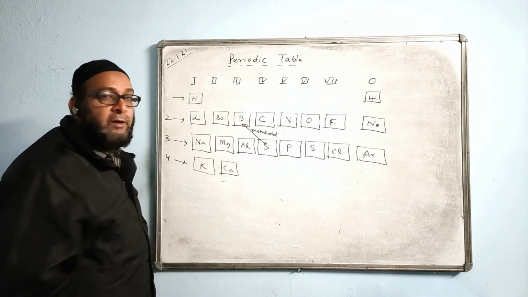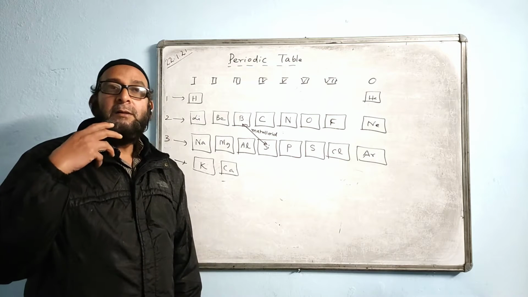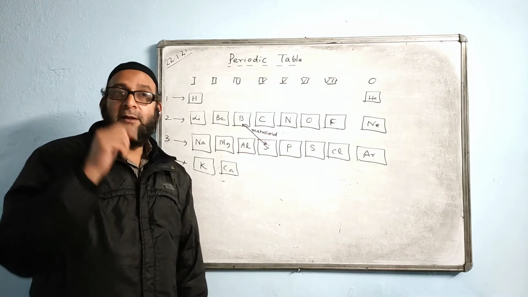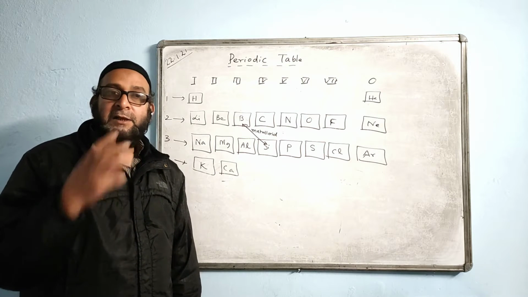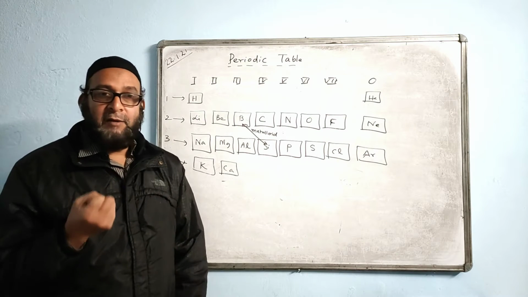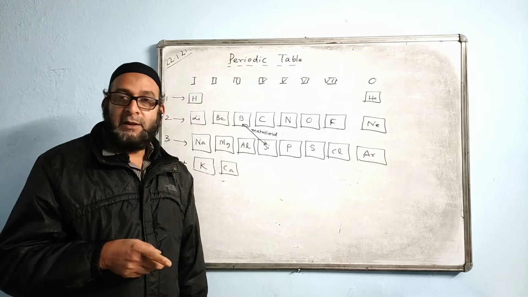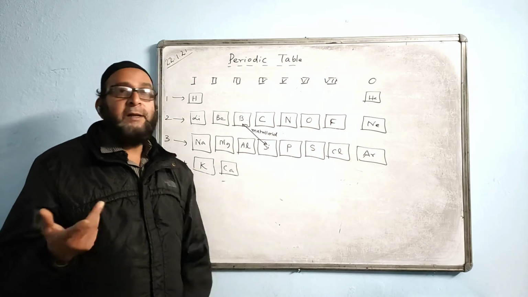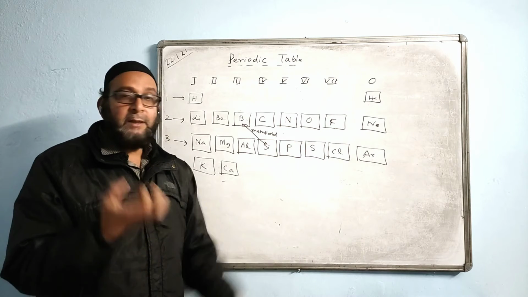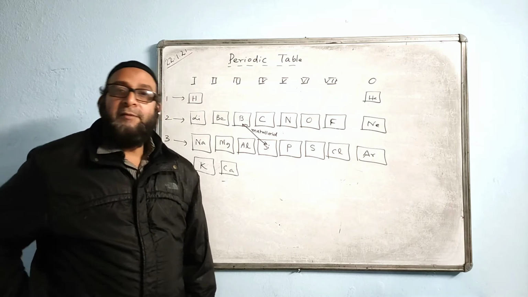Now, what is called electronegativity? The definition of electronegativity, we say it is the tendency of an atom to attract the electron to itself to form a compound. We say non-metals will have more tendency to attract the electron to itself in order to form a compound because they are electron acceptors. That tendency is called electronegativity.